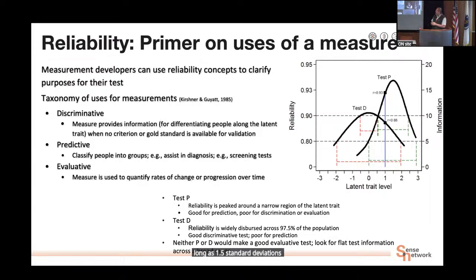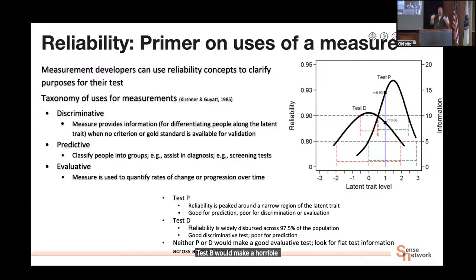Test D would make a horrible predictive test, but test D would make a pretty nice discriminative test because reliability is above 0.8 across 4 standard deviations, which is like 97% of your sample. Test P would make a horrible discriminative test because it's really only precise in a narrow range of ability.